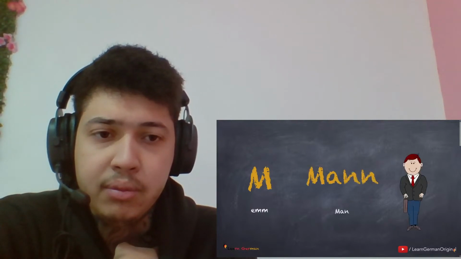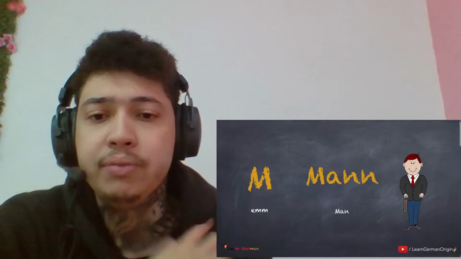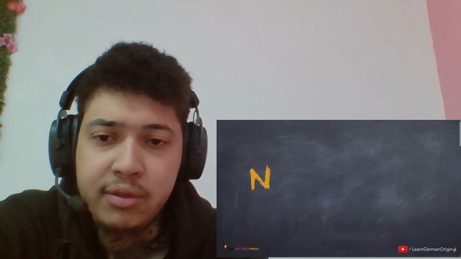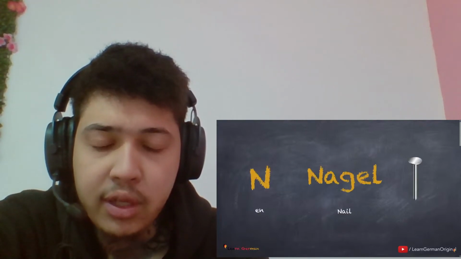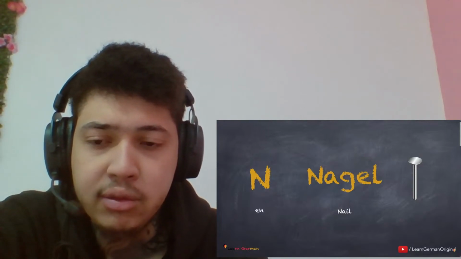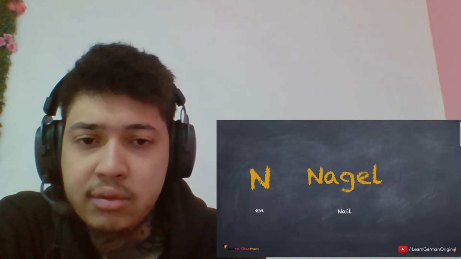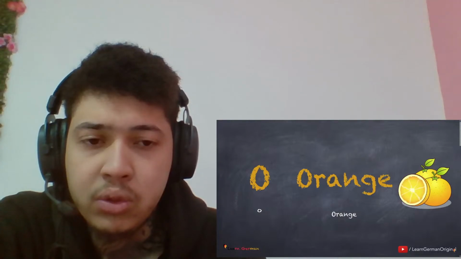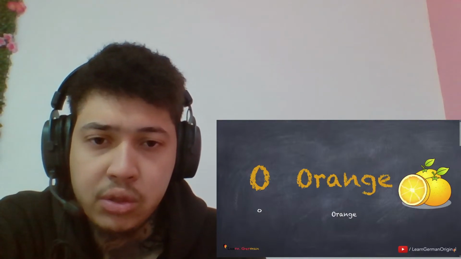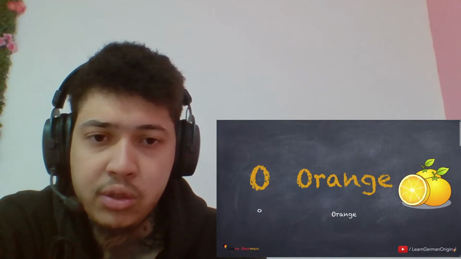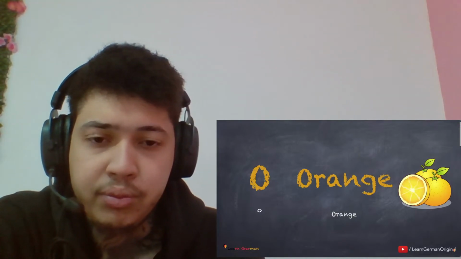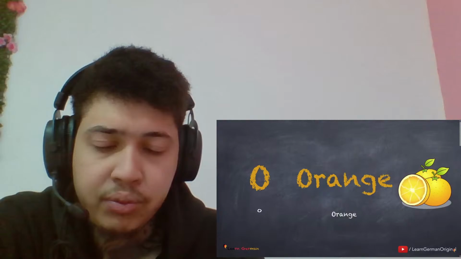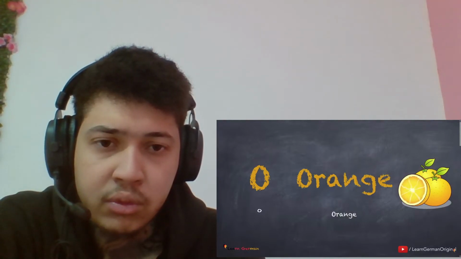M. Mann. N. Nagel. Nail. O. Orange. When the letter G is at the beginning of a word, then its pronunciation is different, whereas when it's in the middle of a word or at the end, the sound changes.